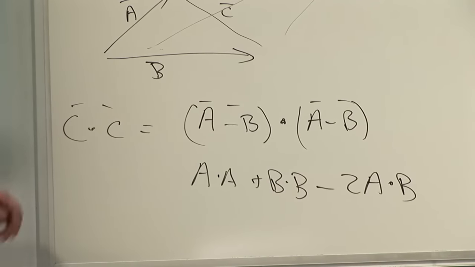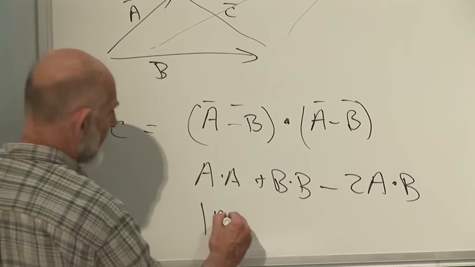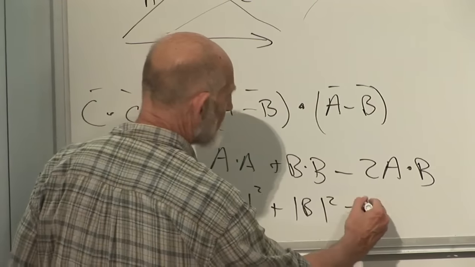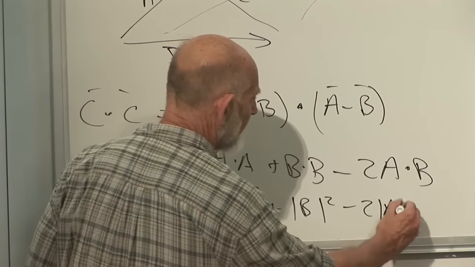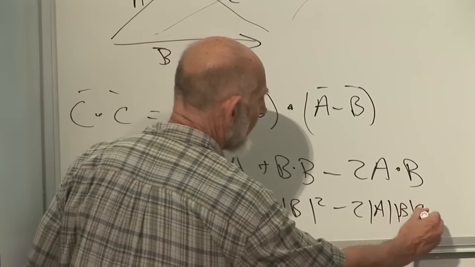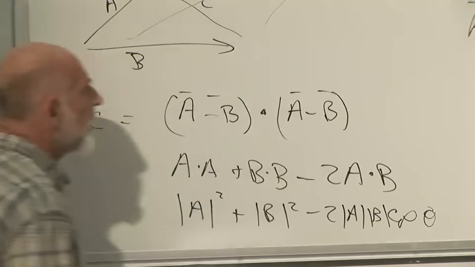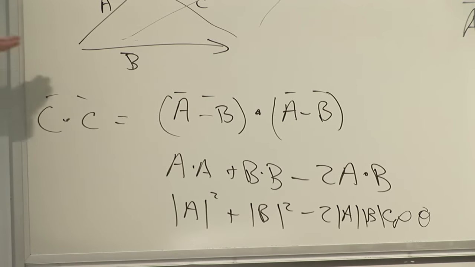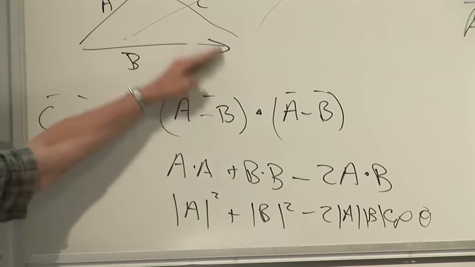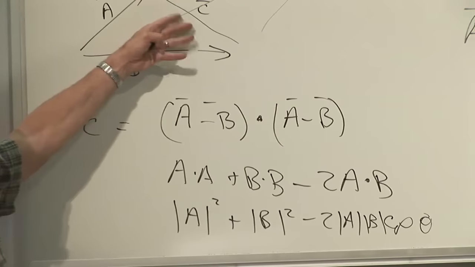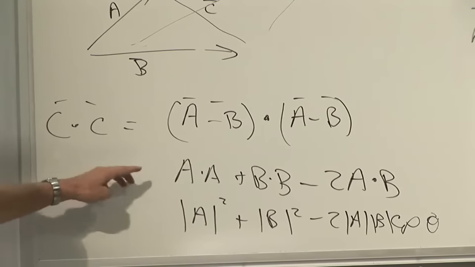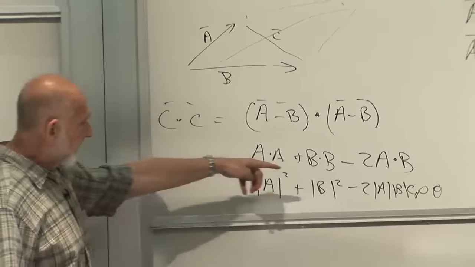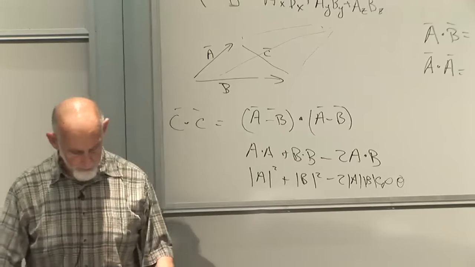And this is just the square of A. This is the magnitude of A squared plus the magnitude of B squared. And this is minus twice the magnitude of A times the magnitude of B times cosine of the angle between them. That's called the law of cosines, that the size of the third leg of a triangle is given by the sums of the squares minus twice the product of the lengths times the cosine of the angle between them.